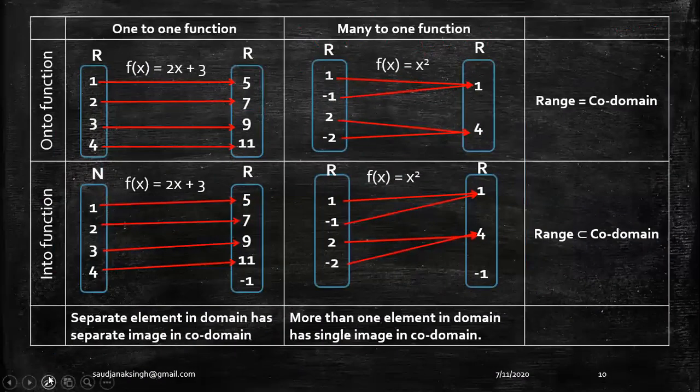Now this is a generalization combined. It is clear: one-to-one function column and many-to-one function column. One-to-one means separate input has a separate output. Many-to-one, many inputs have a single output. And these are one-one and many-one, and the onto row. Onto means range is equal to codomain. So it is onto, and into means range is a proper subset of codomain.